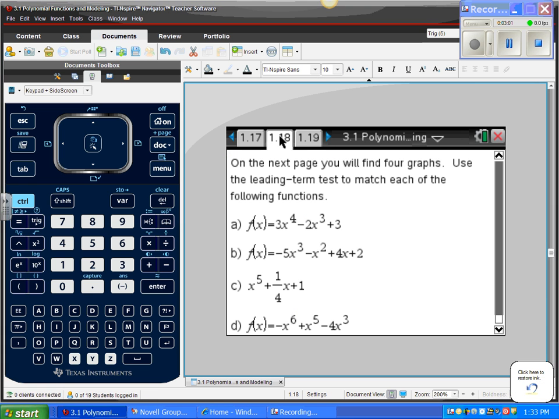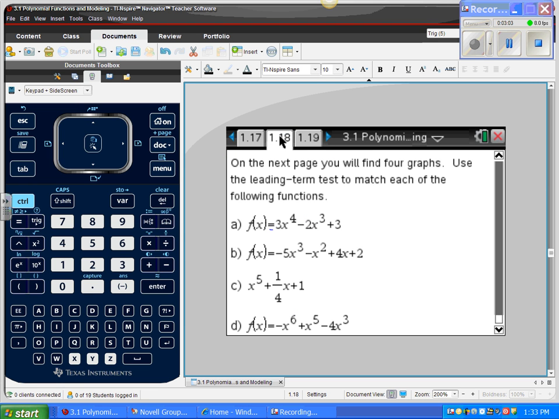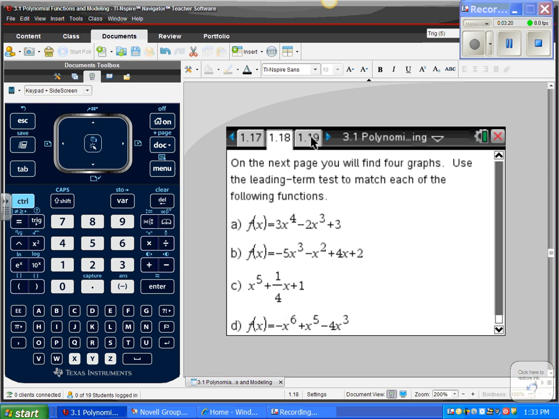So let's go back and look. This one is positive, so that's not going to be it. Here's negative, but it's got an odd power, so that's not it. This one's positive with an odd, so that's not it. So it has to be D, negative leading coefficient with an even power. So the first graph is D.